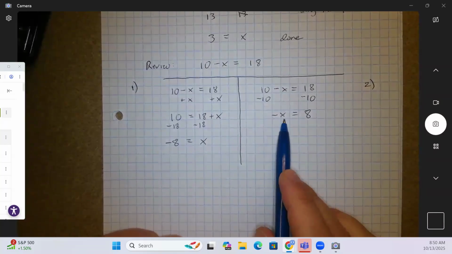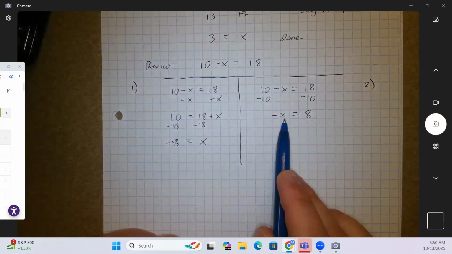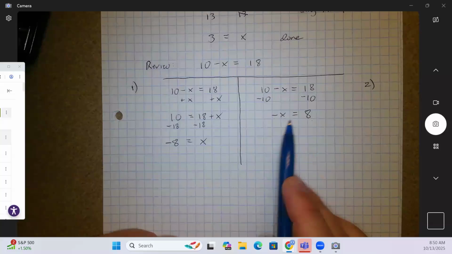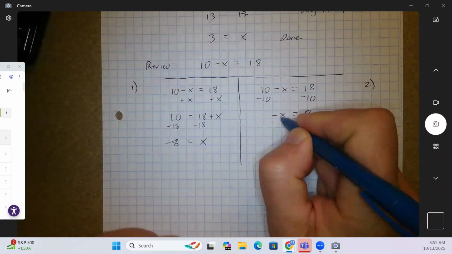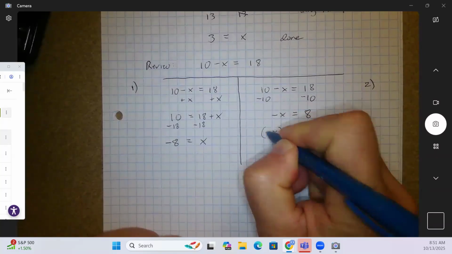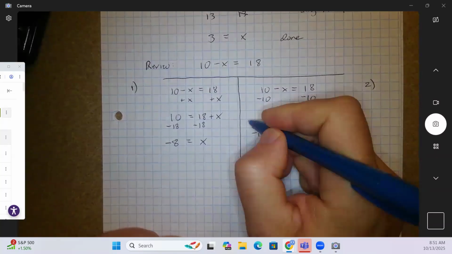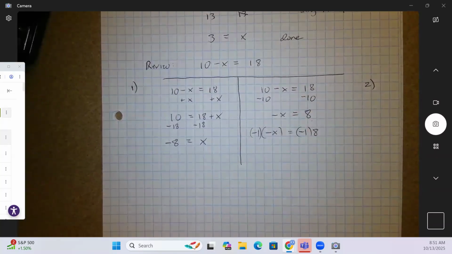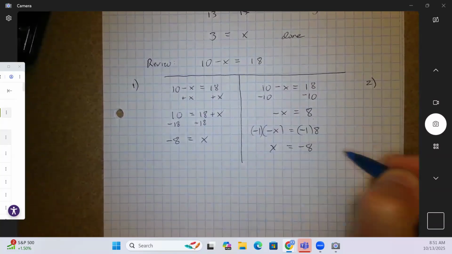Unfortunately, I haven't figured out what x is. I figured out what the opposite of x is. And maybe from here you can jump straight to say, okay, if negative x is 8, then positive x has to equal negative 8. But really what we're doing is taking this negative x and multiplying it by negative 1. So if we multiply by negative 1 on both sides, remember any number times negative 1 changes the sign. So negative x turns into positive x, and positive 8 turns into negative 8.